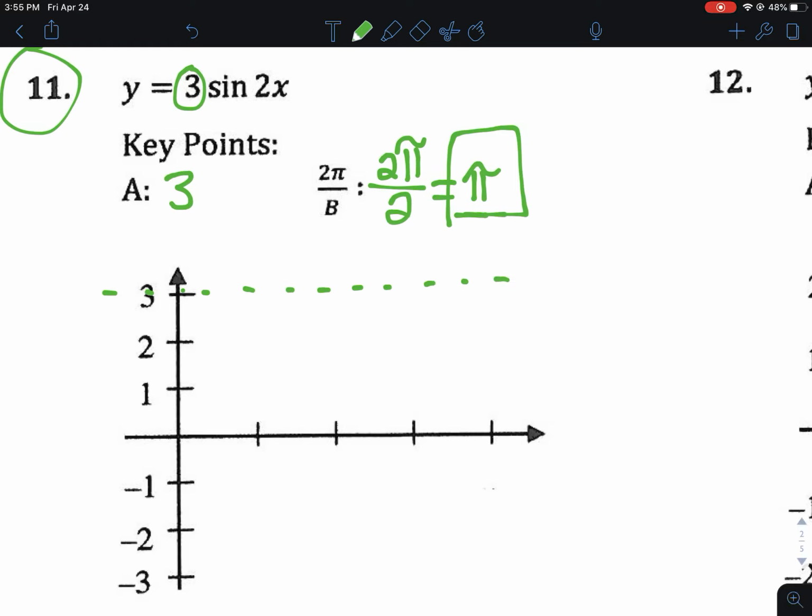So up at 3 and down at -3, I have my amplitude. And then I have cut my graph into 4 equal parts. It's already done for me. The first being 0 and the last being positive pi, because that's what my period is this time. So one full sine curve is going to fit between 0 and pi.